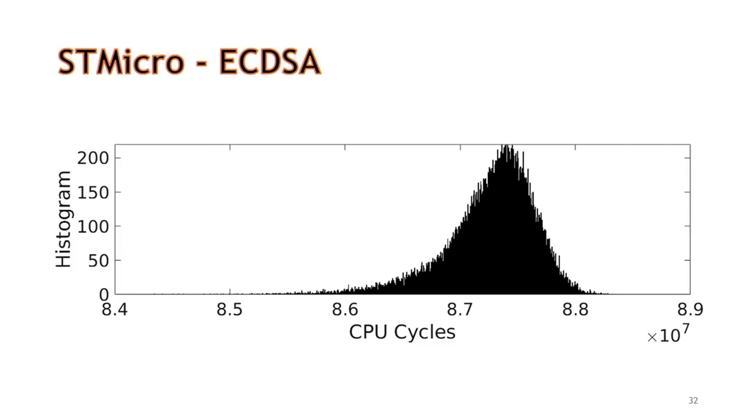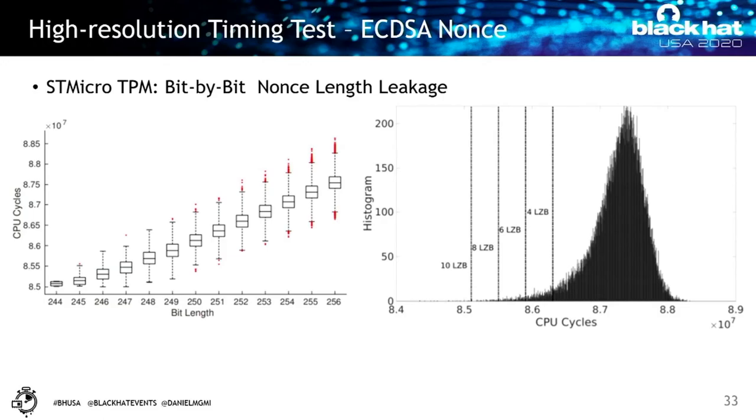And here is basically the histogram we drew for the timing behavior of ST Microelectronics. We see that even though at first glance it looks like a balanced Gaussian distribution, we have more samples on the left side, and it gave us an idea that this may also have a timing behavior. So we looked at the nonces again, and we realized this is a very similar vulnerability compared to the Intel fTPM ECDSA operation.